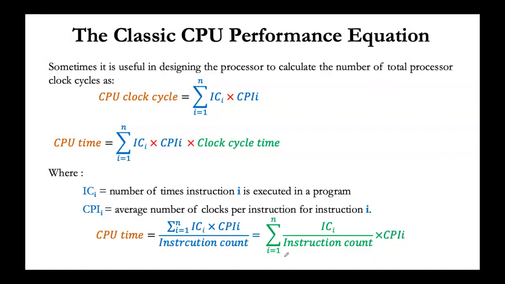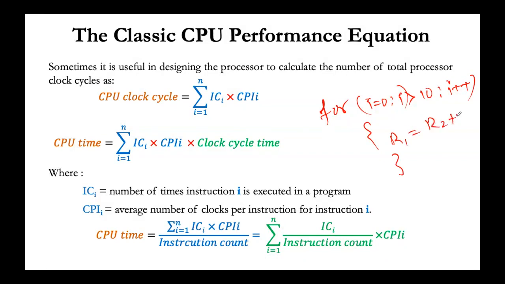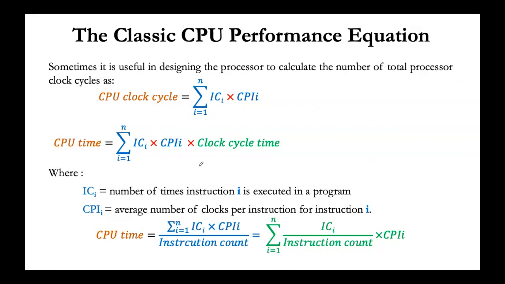When you have a loop, for example a for loop, the same instruction may be executed n times, as when you write i equal to 0, i less than 10, and i plus plus. In that case the same instruction is executed repeatedly. Suppose you write R1 equal to R2 plus R3. This instruction will be executed n times, and every time its clock cycles per instruction will be counted. So we call this the average time or performance of an instruction.